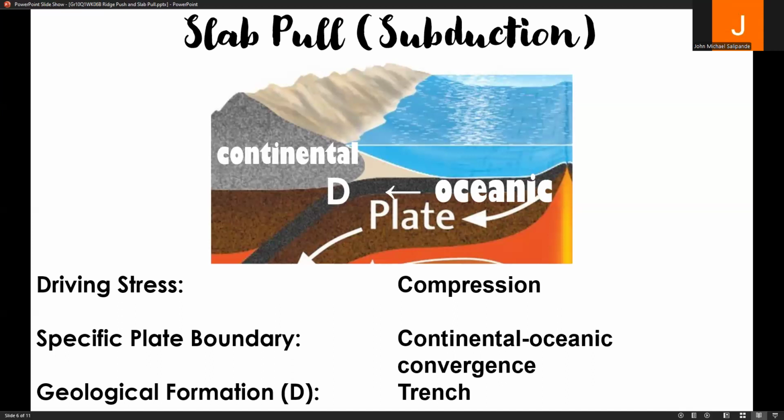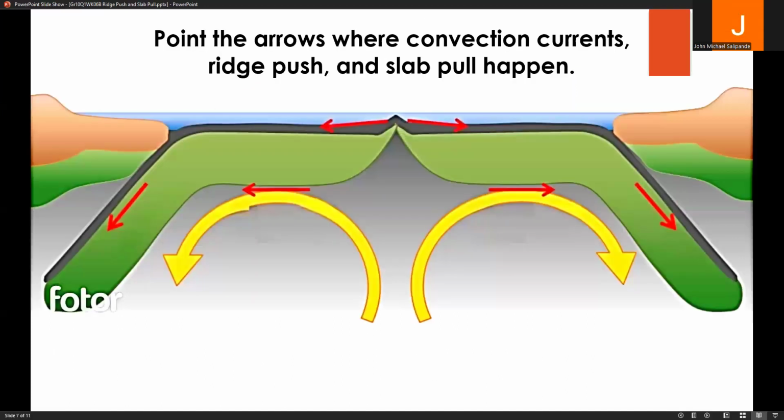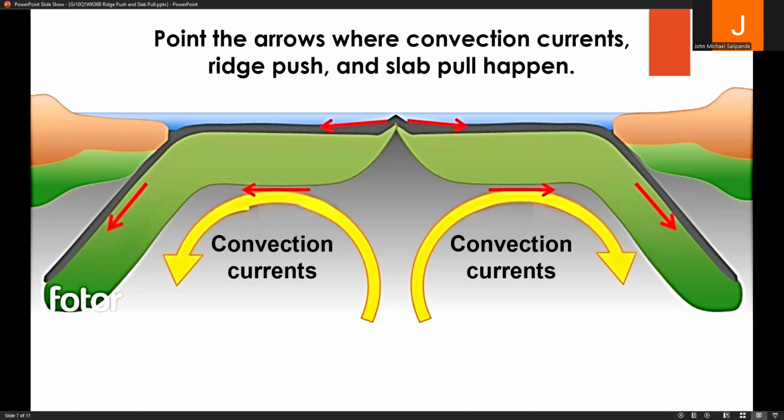It's time for a recap. Let's point the arrows where convection currents, ridge push, and slab pull happen. Let's start with convection currents, because without convection currents, ridge push and slab pull will never happen. Convection currents are represented by the circular arrows there, one moving in the counterclockwise direction and the other in the clockwise direction. As you recall, warm magma rises and then cold magma sinks. It's a cycle.